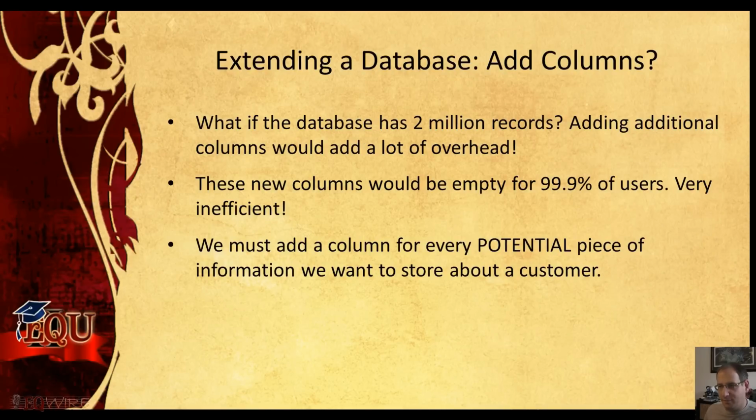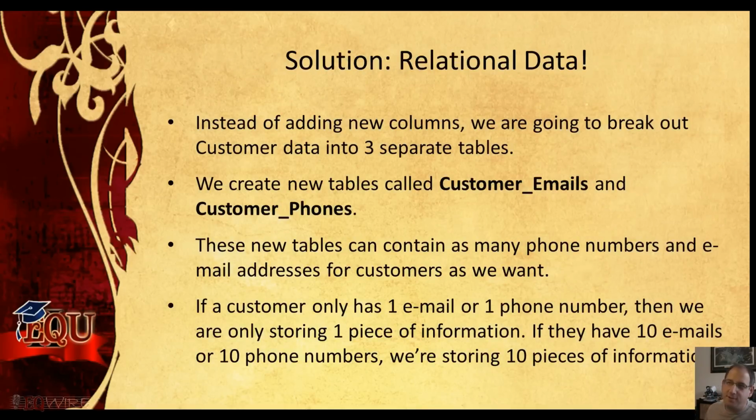Every possible piece of information you would store about the customer, you have to add a column for. So that's the limitation of something like Excel or something that is flat, or what you call two-dimensional. The solution is relational data. Instead of adding new columns, we're going to break out customer data into 3 separate tables. We will create a new table called customer emails and a new table called customer phones. These new tables can contain as many phone numbers and email addresses for customers as we want. If a customer only has 1 email or 1 phone number, we're only storing 1 piece of information. If they have 10 emails or phone numbers, we're storing 10 pieces of information.